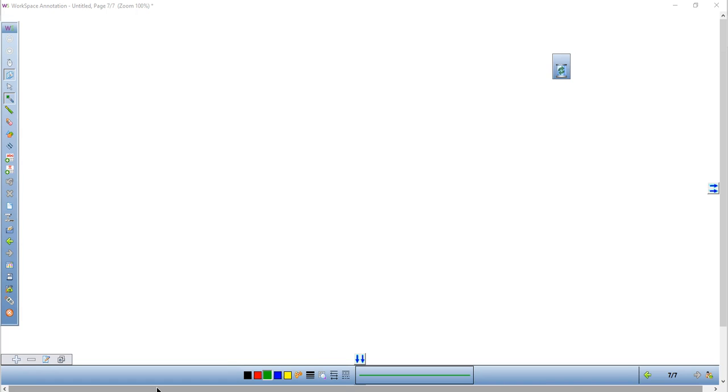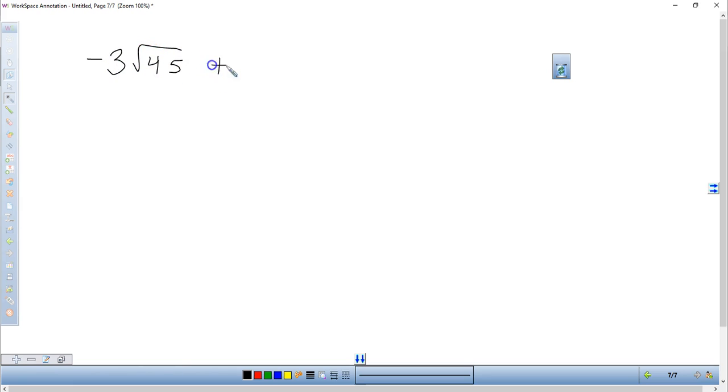Now that we've covered that, there is only a few problems that I want us to look at left. And these are some of the longer ones, and they involve more of the simplification. And let's look at these one at a time. So the first one is negative 3 root 45 plus 2 root 12 plus 3 root 6 minus 3 root 20.